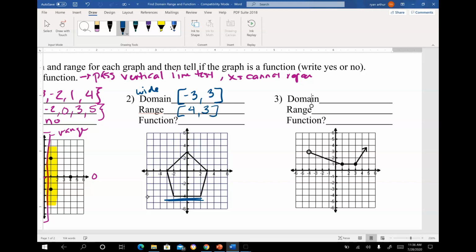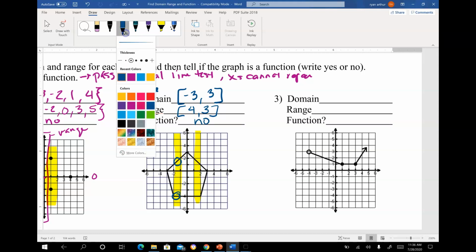Now, is this a function? Now, to be a function, it has to pass the vertical line test. So we're just going to draw a bunch of vertical lines. 1, 2. If the function crosses the vertical line at two or more spots, then it's not a function. It hits it here and it hits it here on that vertical line. So no, this is not a function either. All right, next one.